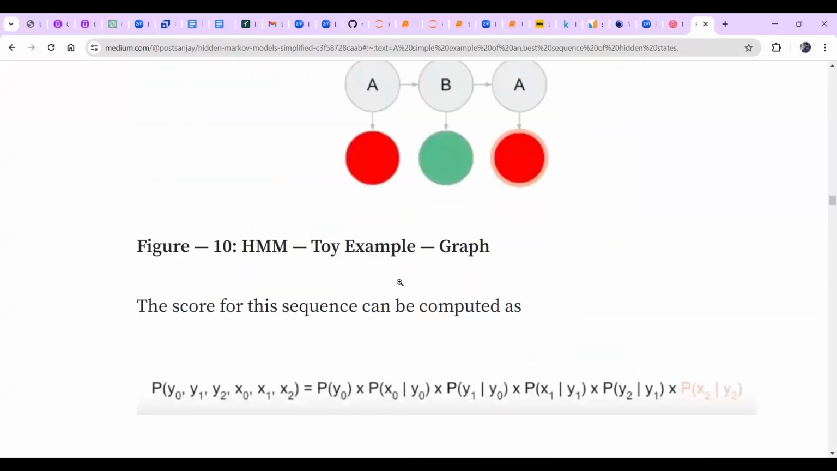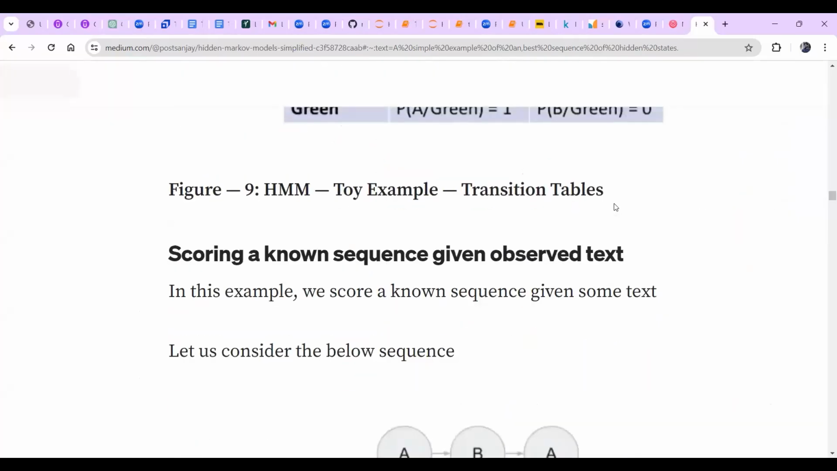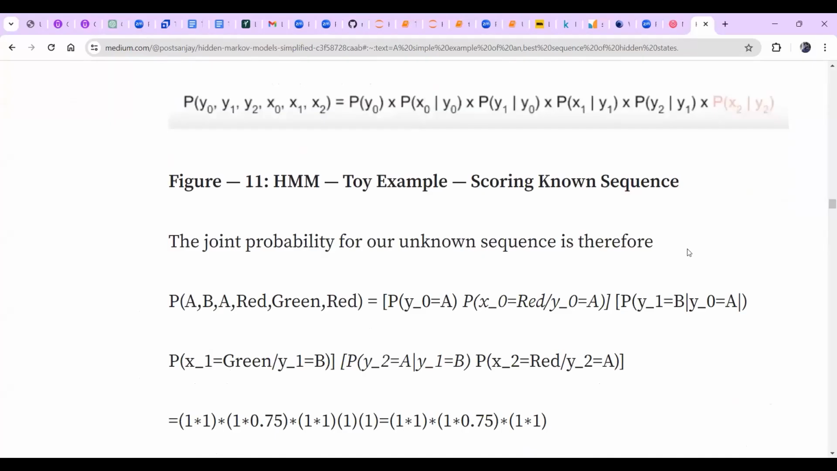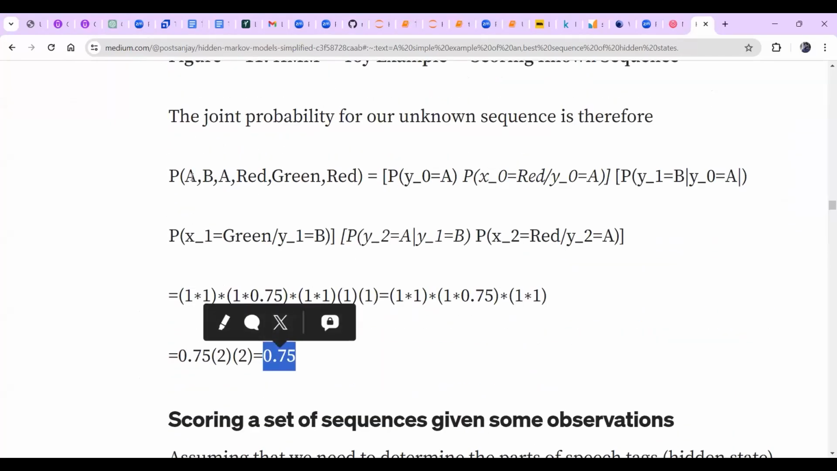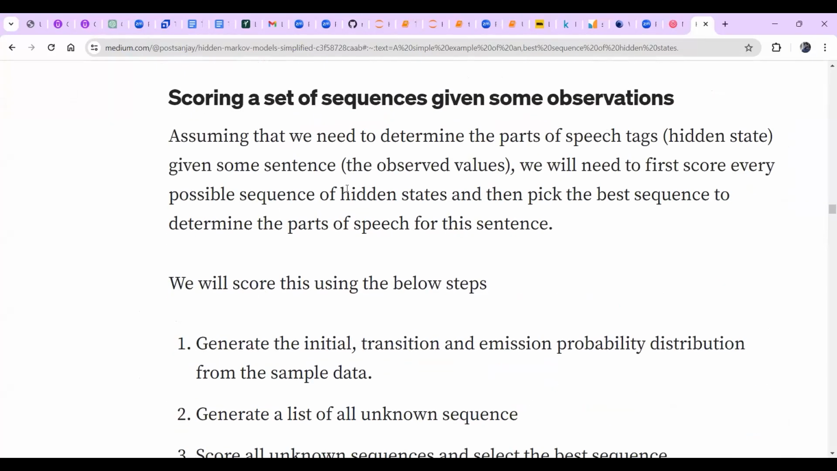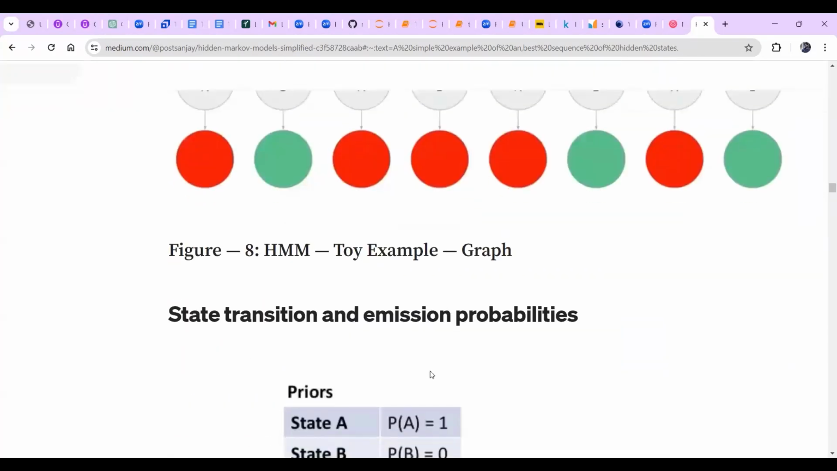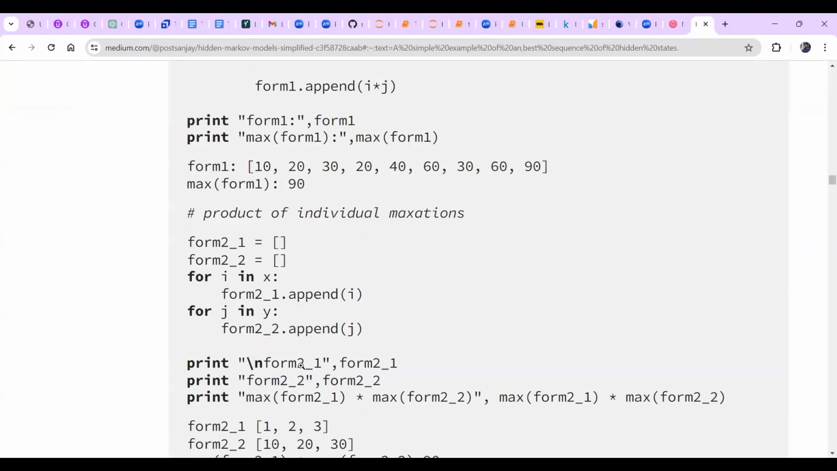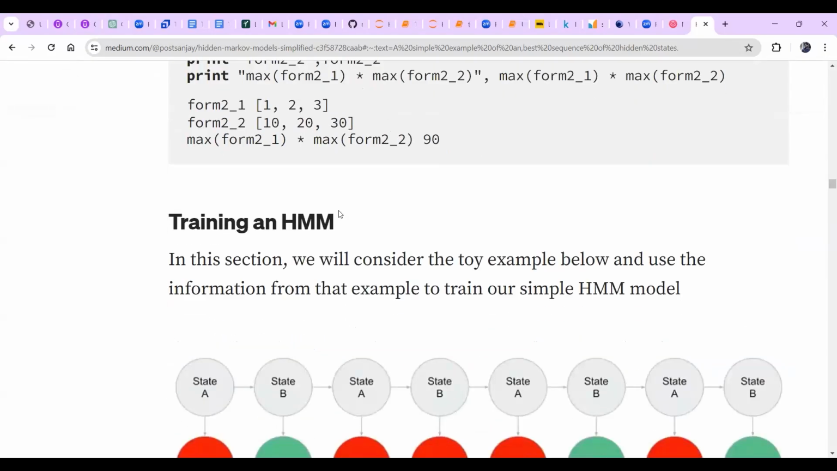You'll find out all the combinations of probability, and to get the final answer, you'll simply multiply all the probabilities which you have found over here. That will give you a final score, which is 0.75, for the observation that ABA green red is occurring together. This is a different problem, not the same problem. This is talking about this example, like what color combinations should occur. This is a toy example.